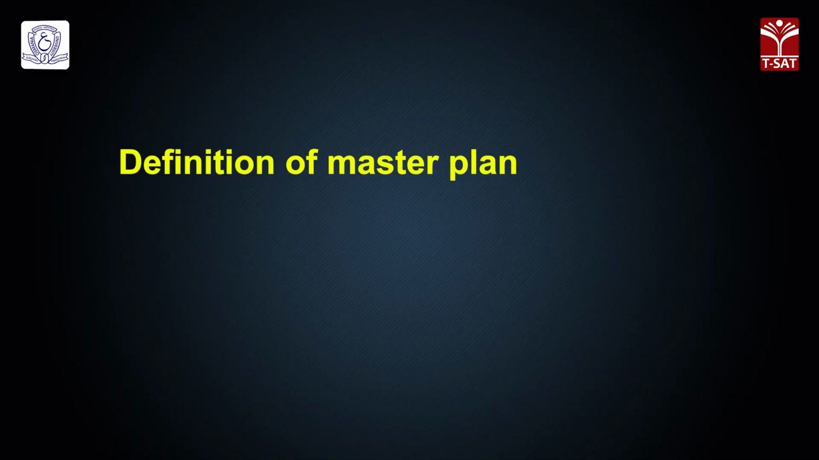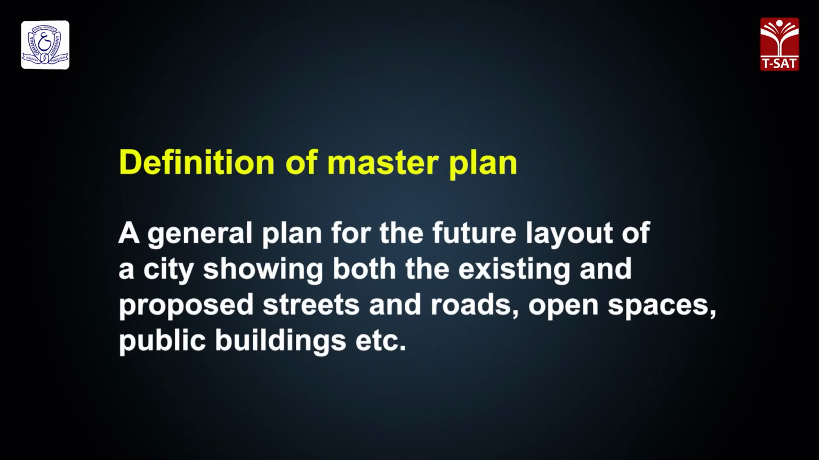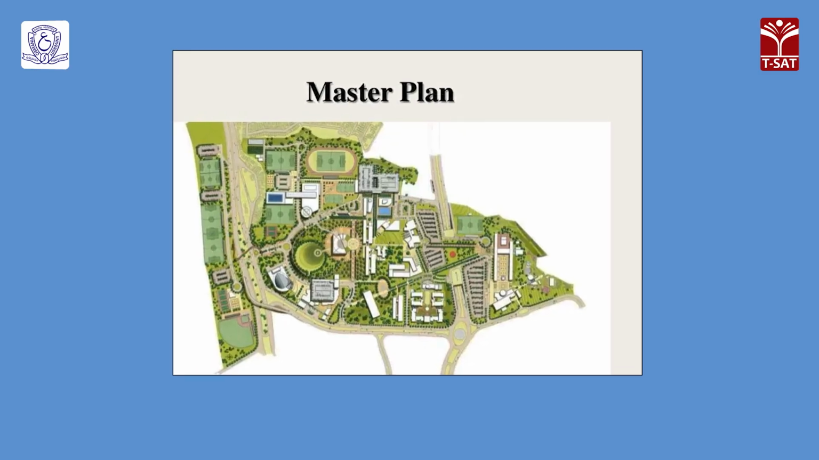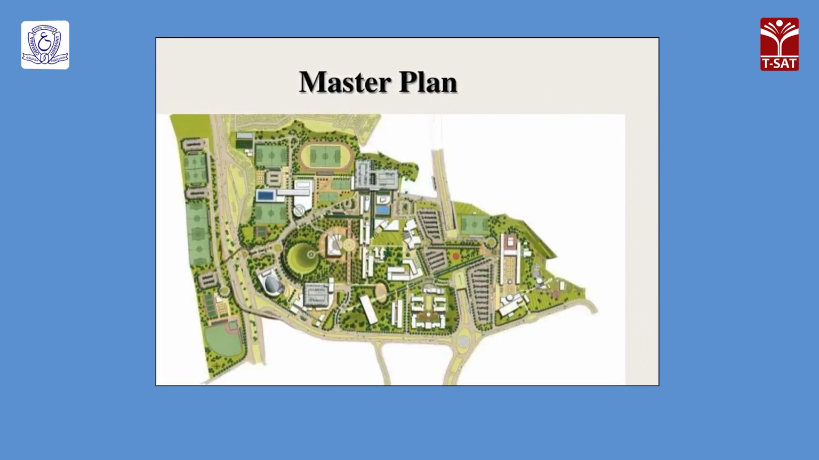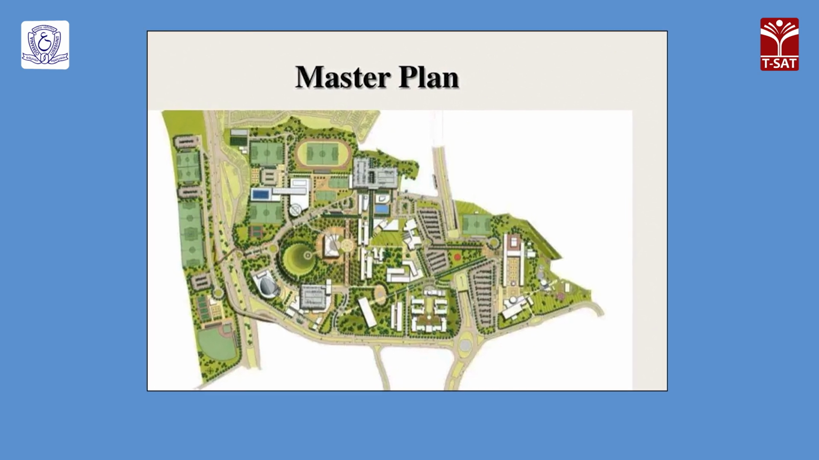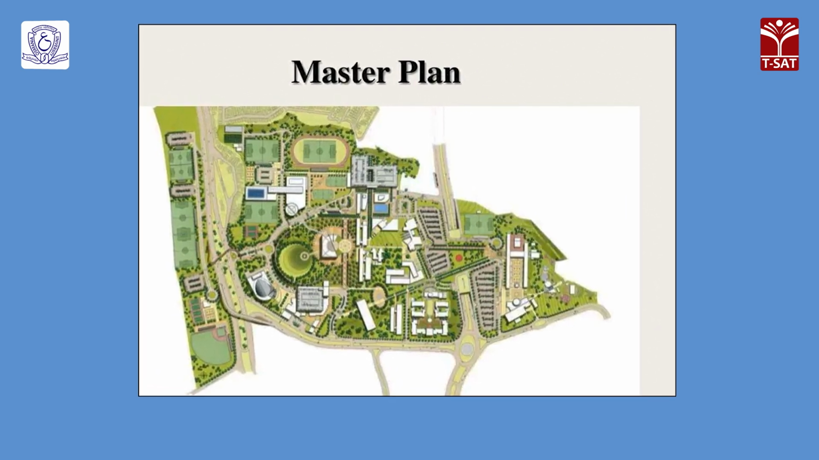Let us now discuss the master plan. A master plan may be defined as a general plan for the future layout of a city showing both the existing and proposed streets and roads, open spaces, public buildings, etc. A master plan is prepared either for improvement of an old city or for a new town to be developed in a new area. A master plan is a blueprint for the future. It is a comprehensive document, long range in its view, which is intended to guide development in the township for the next 10 to 20 years.